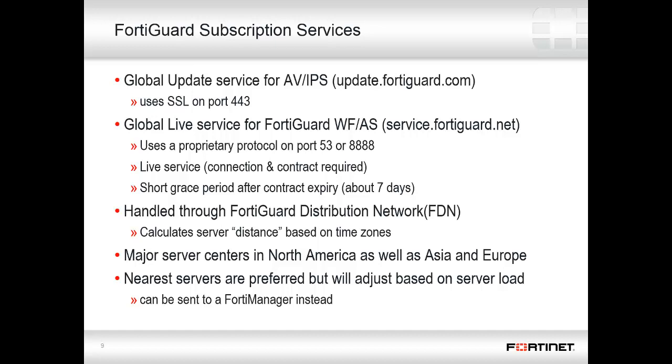There's a short grace period after the contract expires before these features will stop working. AV and IPS scanning will continue to function without a valid contract, but the databases will not update, which means their effectiveness will decline over time. For the live connection or database update, the FortiGate makes a connection to the FortiGuard distribution network. Preference will be given to the nearest server, but the FortiGate unit can obtain its updates from any server available within the network worldwide if the local servers are busy. If it's set up, these updates can come through a FortiManager instead.